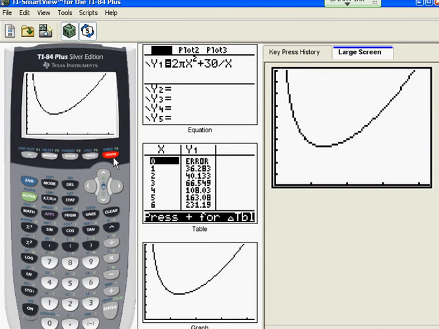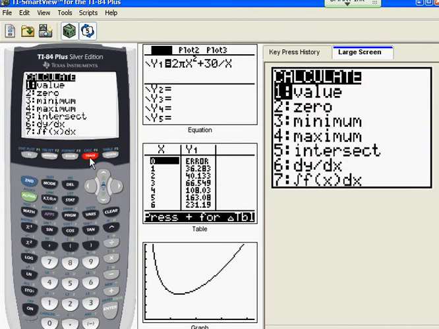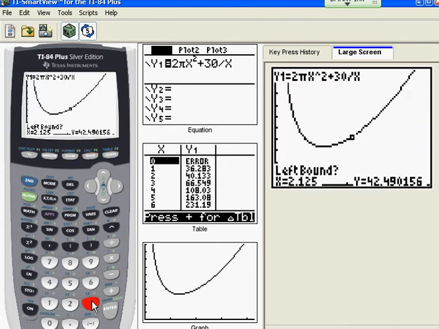All right, we can calculate the min if you do second calculate, and you go to number 3, minimum. It's going to ask for a left bound. On a TI-89, it'll say lower bound, but lower means left. So move to the left of where the minimum is occurring. All right, so there you go. I think that's good. Hit enter one time.